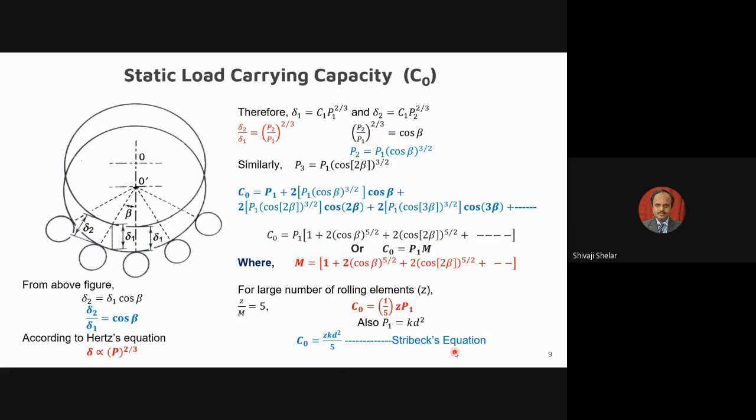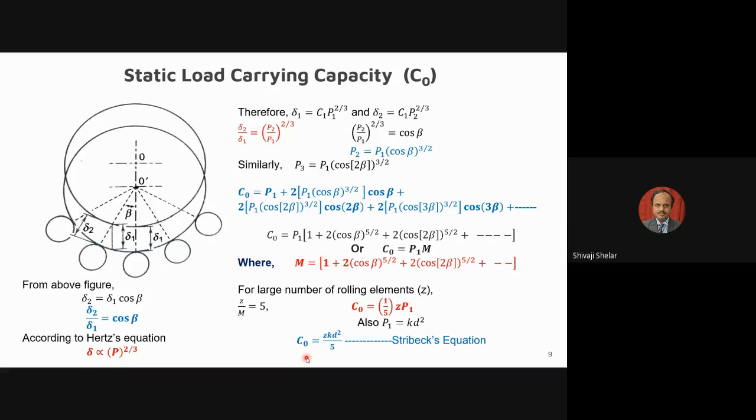Sometimes this equation is asked for 5 or 8 marks in the first question or in a further question: write down the derivation for the Stribeck equation or static load carrying capacity equation. So this is a static capacity. When they are manufacturing the bearing, they know how many rolling elements they are using. They know this K value because they select it based on material property. They also know what diameter size they are using. So they create a table of values of C naught for different bearings, and this table is provided by the manufacturer.